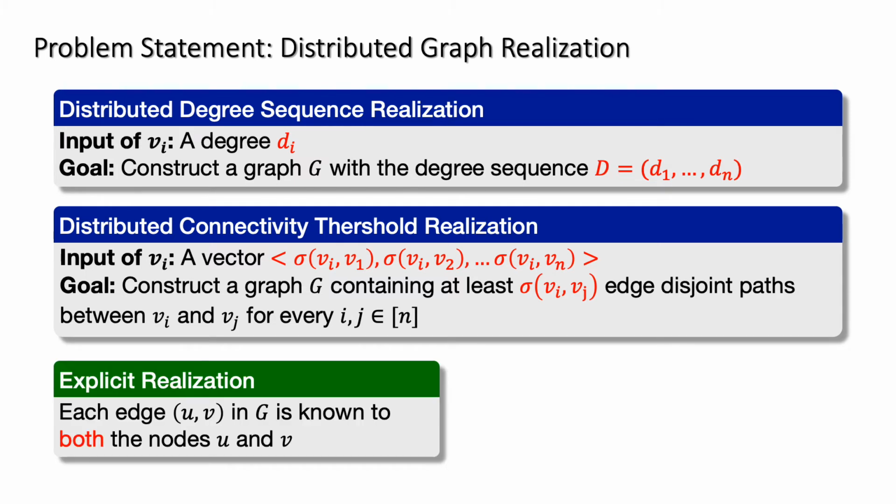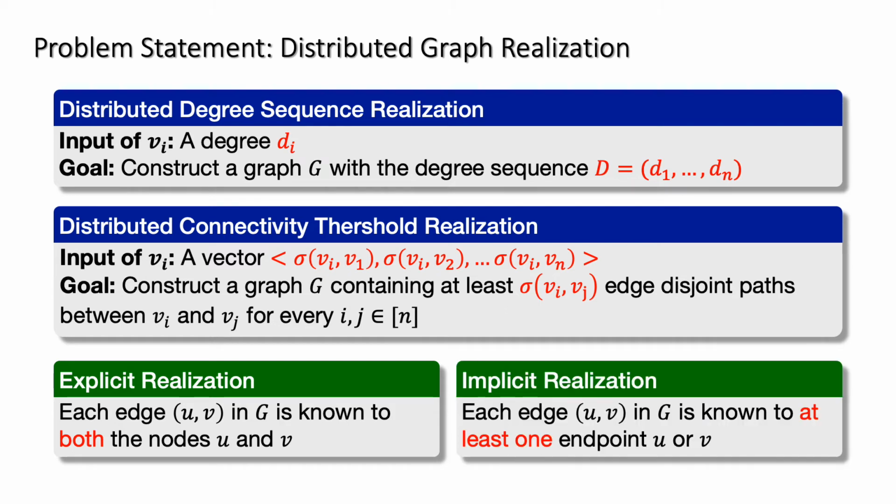We consider realization in the distributed setting in two ways. The first is explicit realization, that is, each edge uv is known to both the nodes u and v, and implicit realization where each edge uv is known to at least one of the endpoints u or v. That means that it's possible that I don't know of a neighbor I have, but that neighbor knows that he is my neighbor.